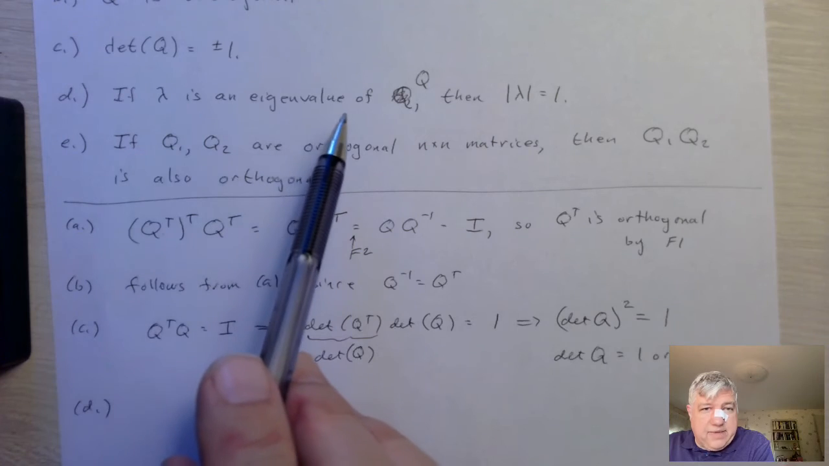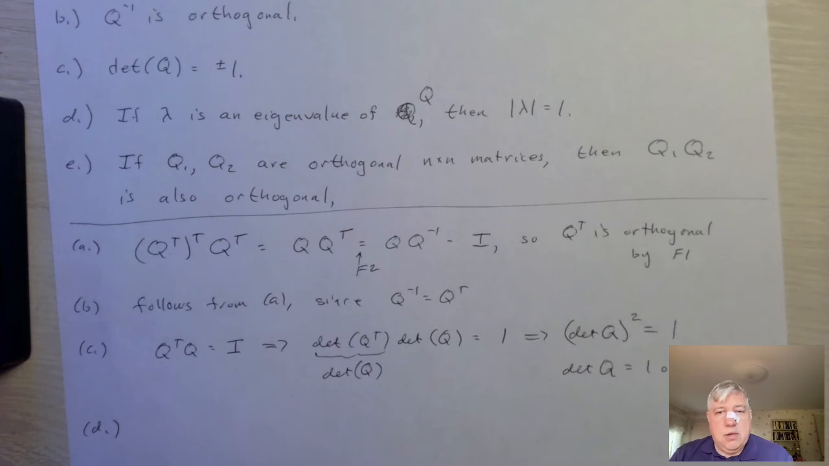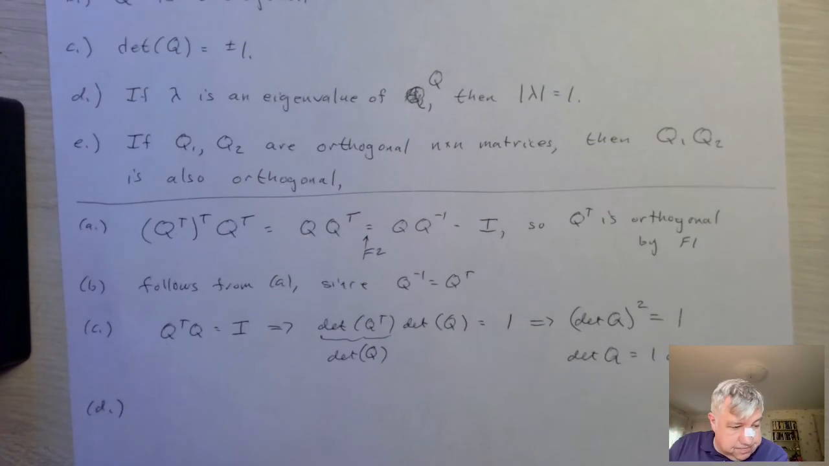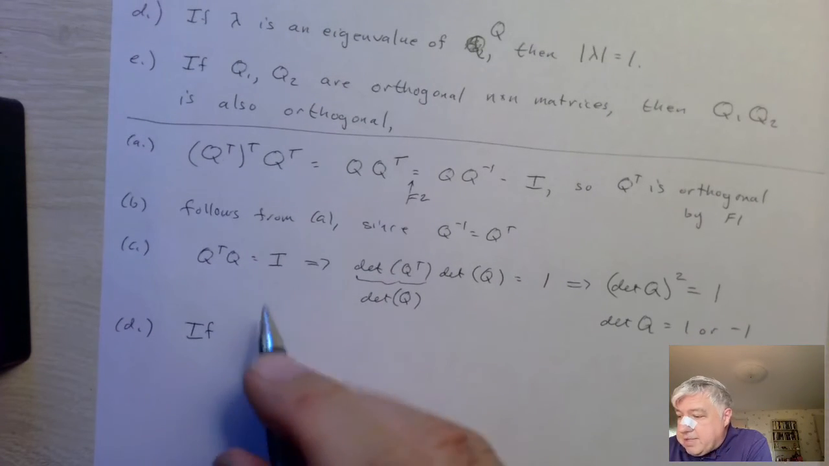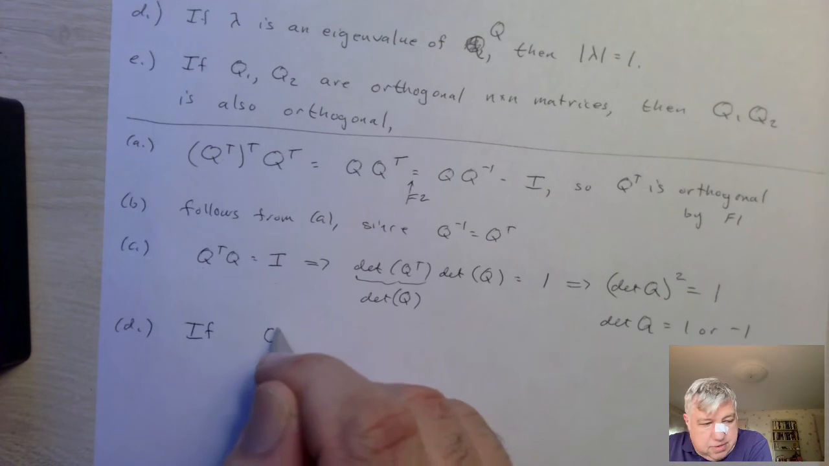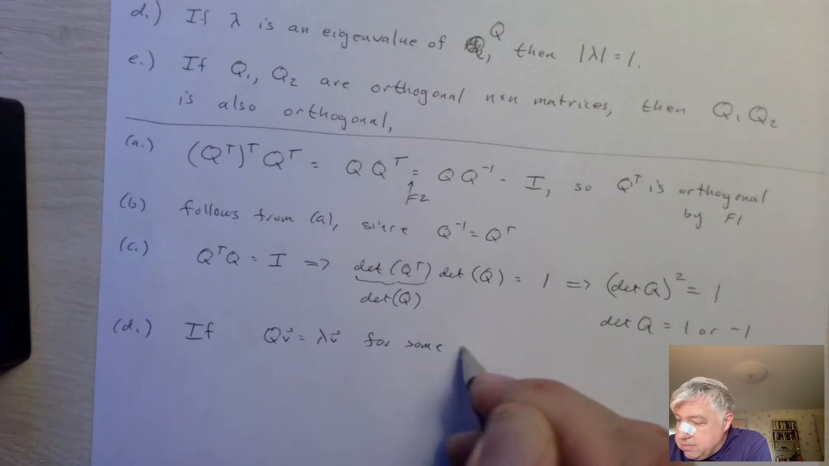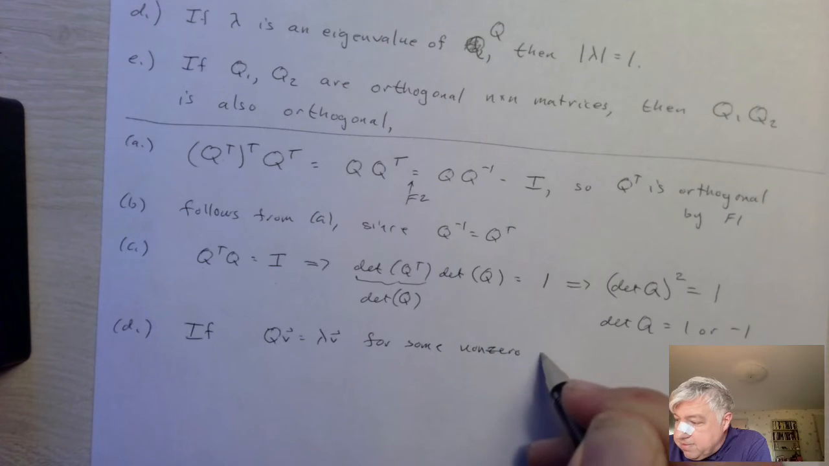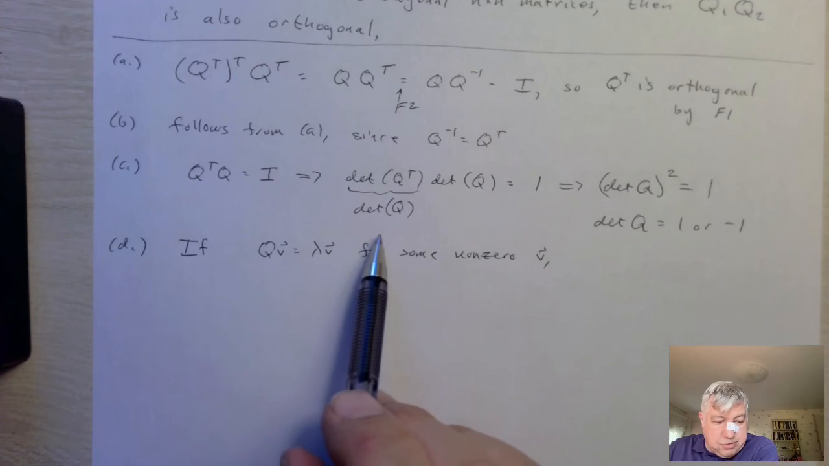If lambda is an eigenvalue of Q, then the absolute value of lambda is equal to 1. Why is that true? Well, if lambda is an eigenvalue, then we'll have an eigenvector, so QV equals lambda V for some non-zero V. How do we show what the absolute value of lambda is?